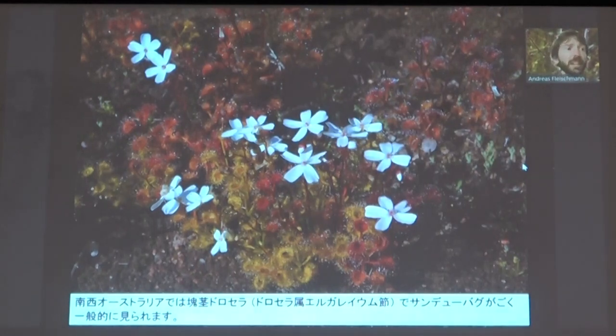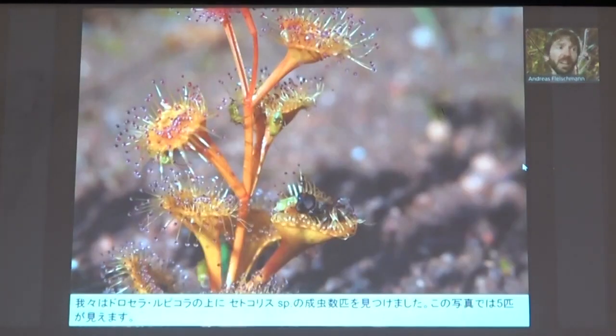In southwestern Australia, sundew bugs are very common in the center of diversity of the genus Drosera, especially on tuberous Drosera. So shown here, Drosera rupicola. And on this Drosera rupicola, you can find numerous of these sundew bugs of the genus Setocoris. Here you can see even five adult individuals on this plant. You can see, here's one, it's easy to spot. There's another one. Here's one underneath the leaf.